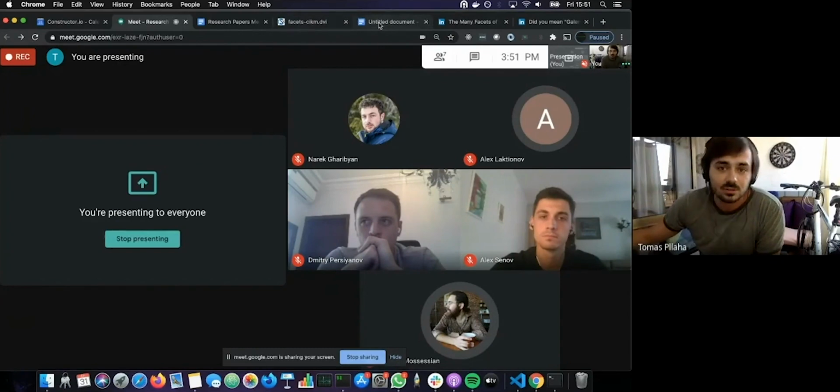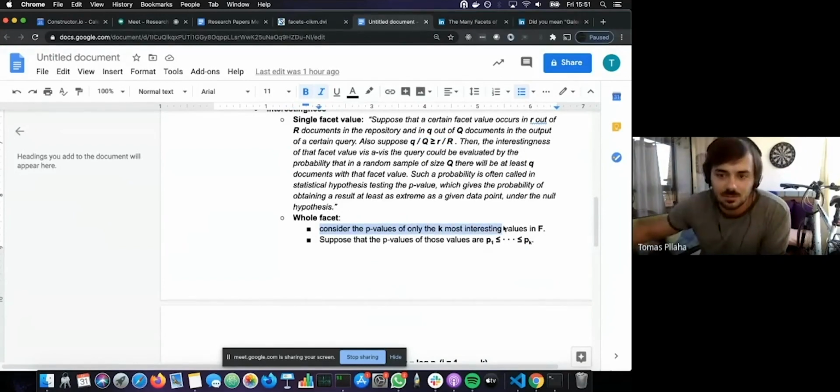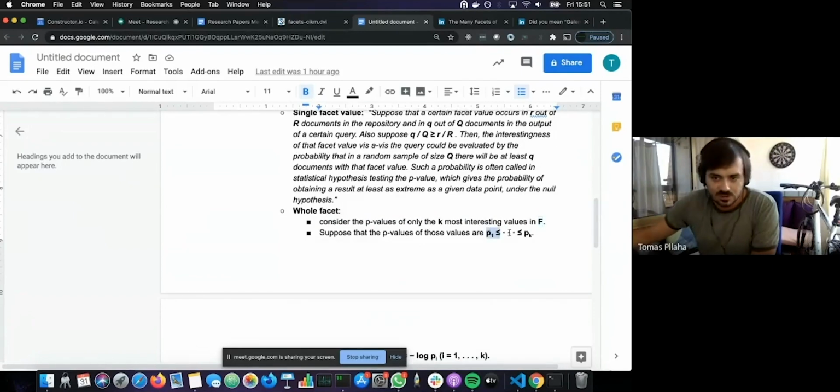So what they do instead is a simpler approach. They start by considering the p-values of only the k most interesting values in F. F is the facet group. And suppose we sort these p-values: p1, p2, up to pk.